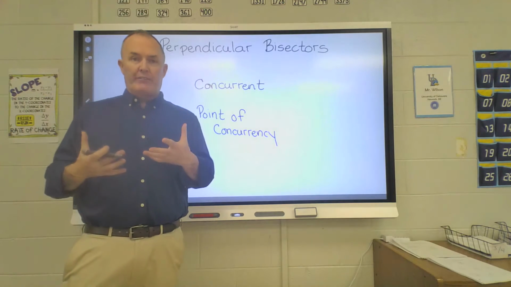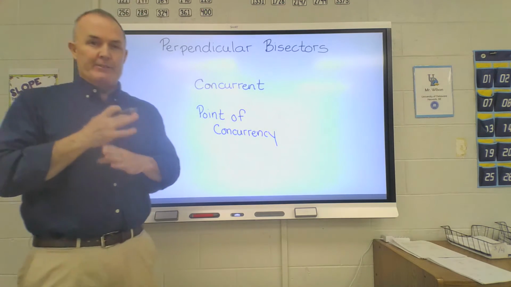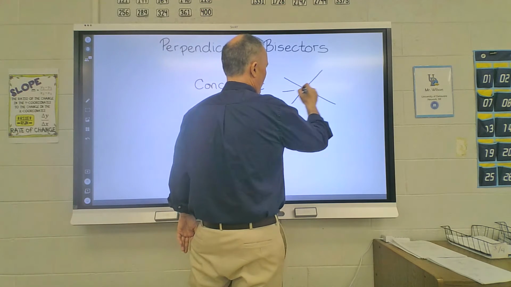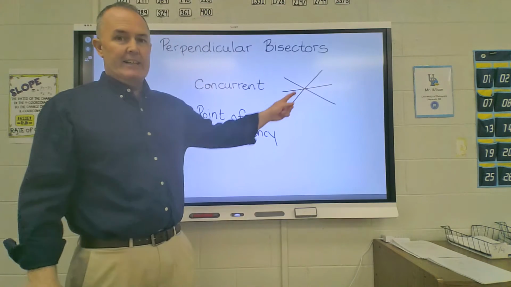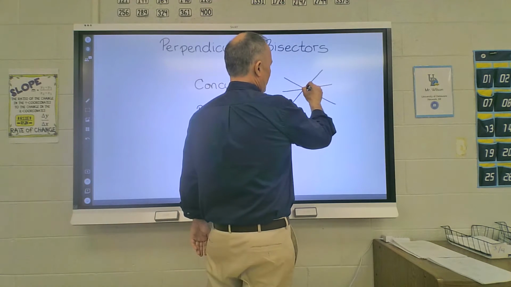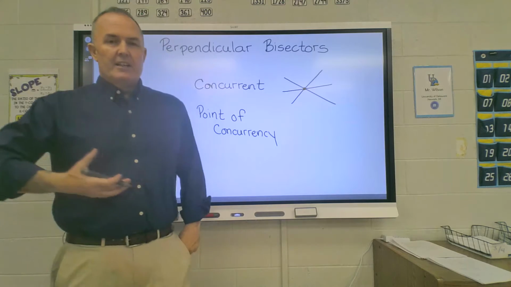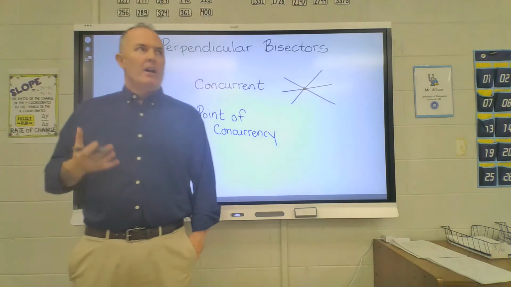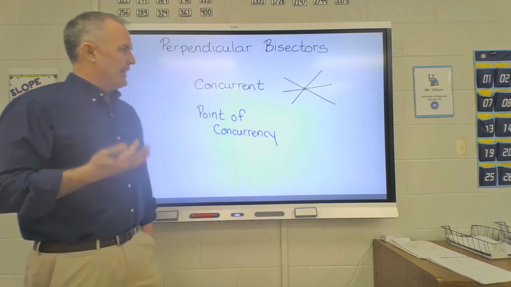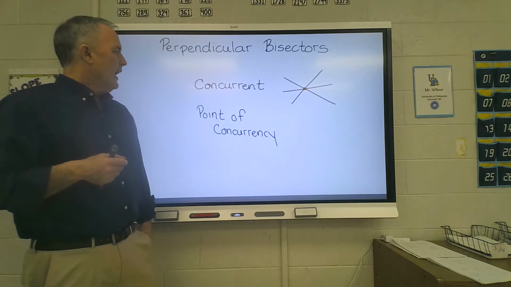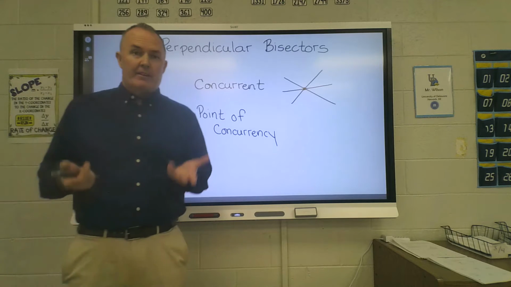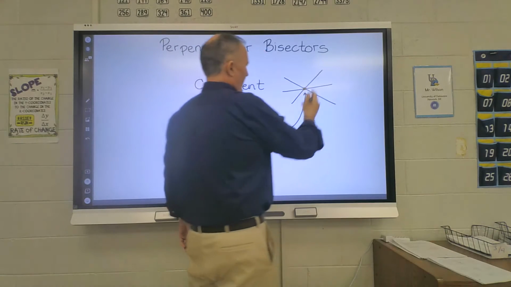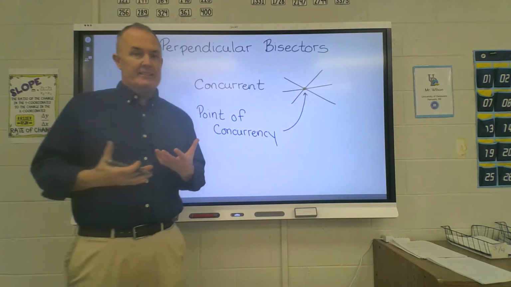Concurrent means when we have three different lines and they all intersect at the same spot. So if I have three lines here, and they're all going through, and they intersect at the same spot, we say that these three lines are concurrent. So concurrent is when we have three or more lines that intersect at the same location. We're only going to use three for our purposes, but you can have like 4 or 5 or even more. The point of concurrency is simply the point where they intersect. So the point of concurrency will be that point right there where they actually intersect.